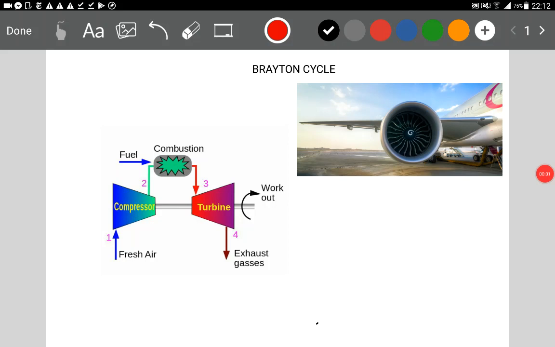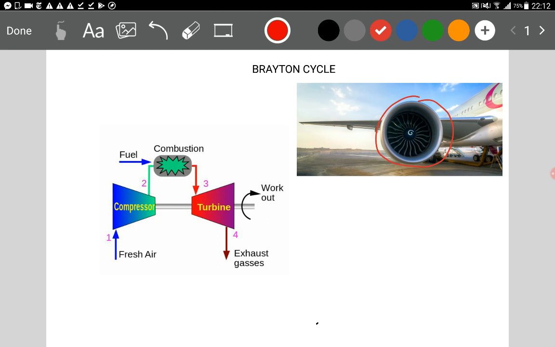Hello guys, I'm Saad. Today we are going to discuss another interesting topic, which is the gas turbine cycle. This is one of the basic cycles used in aircraft engines. So aircraft engines are basically gas turbines which utilize this cycle to operate.